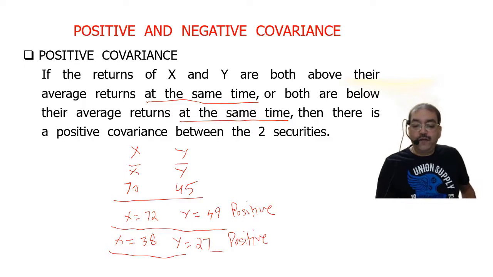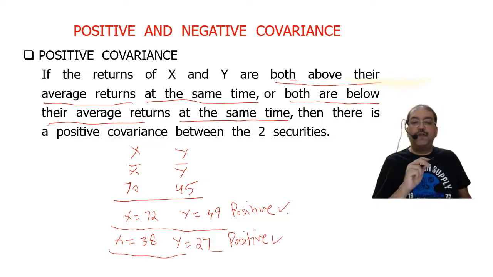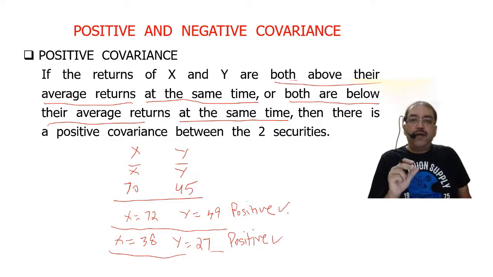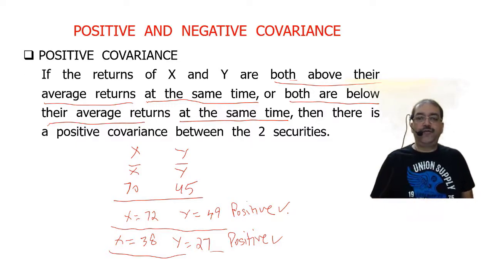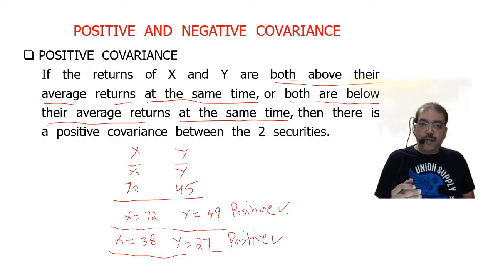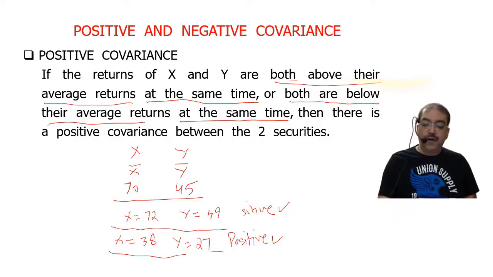So what is positive covariance? At the given point of time, both are below their average returns or both are above their average returns. Here both are above their average returns, here both are below their average returns. If the values of both of them are above their average, or if the values of both of them are below their averages, then we say that there is a positive covariance. Okay. Now let us come to negative covariance. You have understood positive covariance now.